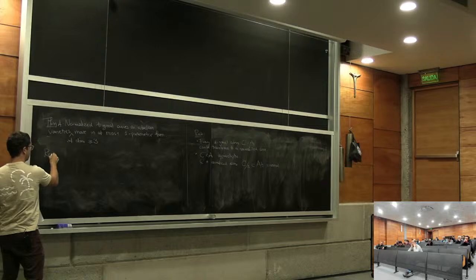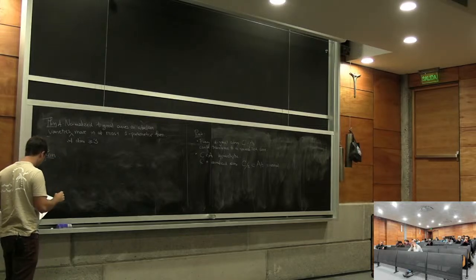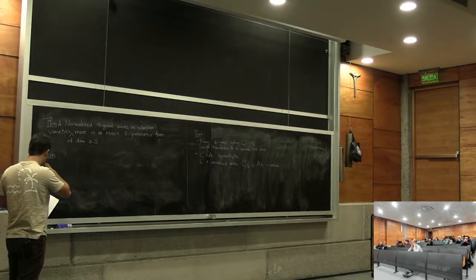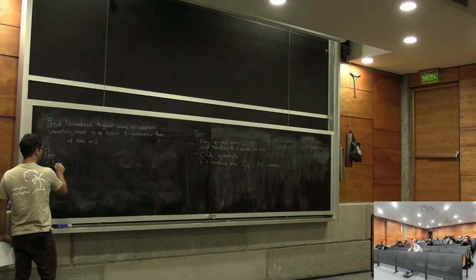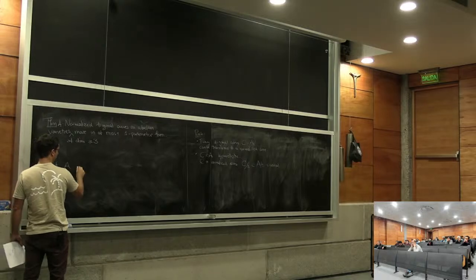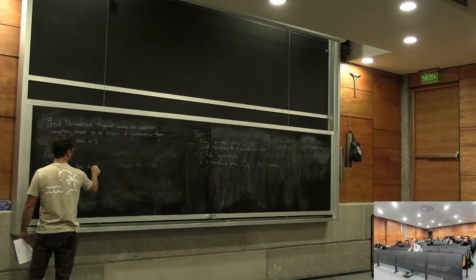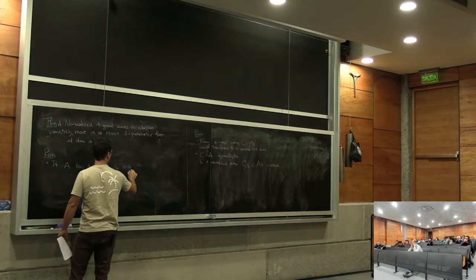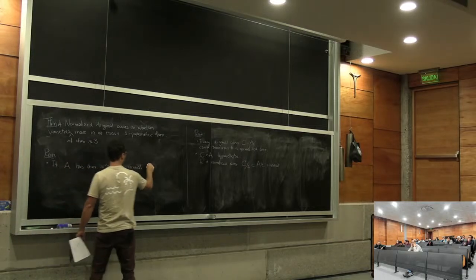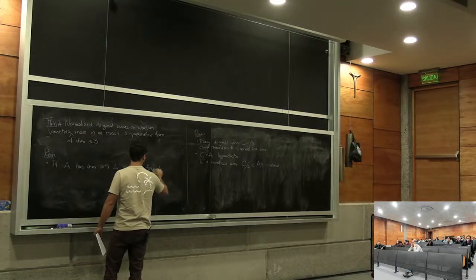Okay, so a few remarks about this statement. So the first remark is that if A has dimension greater or equal to 4 and is general, then it does not contain trigonal curves.